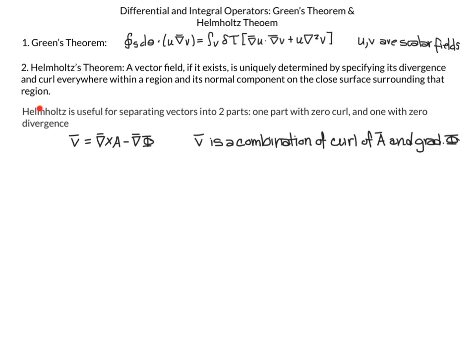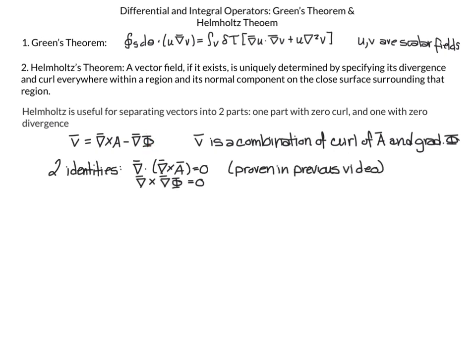And one of the outcomes of Helmholtz is that it's useful for separating vectors into two parts, one part with 0 curl and one part with 0 divergence. In other words, we can have a vector V and set it equal to two parts. This first part is the curl of A, where A is some vector potential, minus the gradient of phi, where phi is a scalar potential.